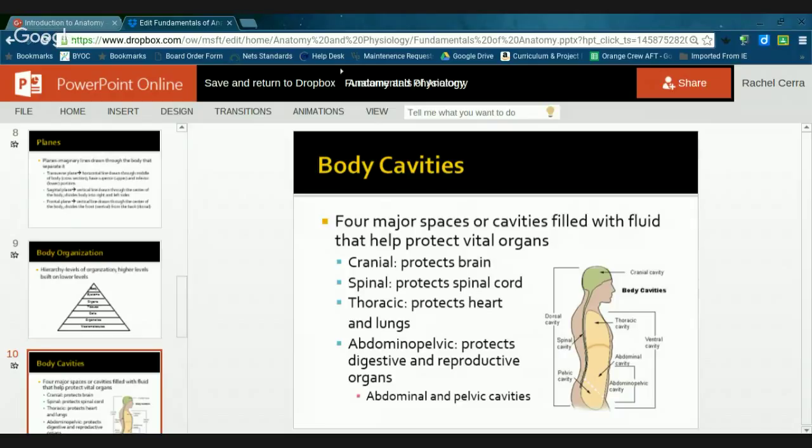And then your next one can be divided into 2 subcavities. So I'll give you the big one. It's called the abdominal pelvic cavity. And that can be divided into the abdominal cavity and the pelvic cavity. They're going to protect your reproductive and digestive organs. So the abdominal cavity is going to protect your digestive organs, and your pelvic cavity is going to protect your reproductive organs.